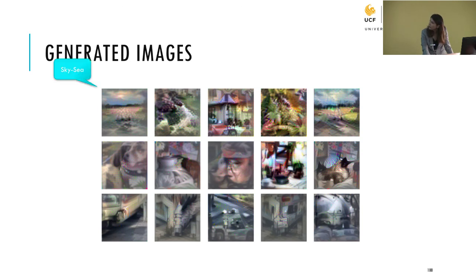And these are some generated images. This is like sea and sky from CFlow. This is forest, or like dog and cars and vases. Even though our goal is not to produce very realistic generated data, these are also meaningful.